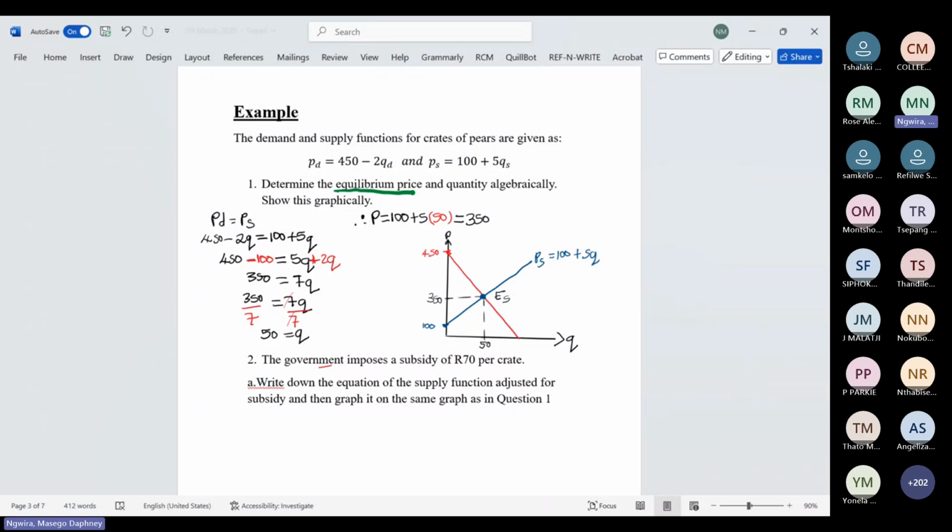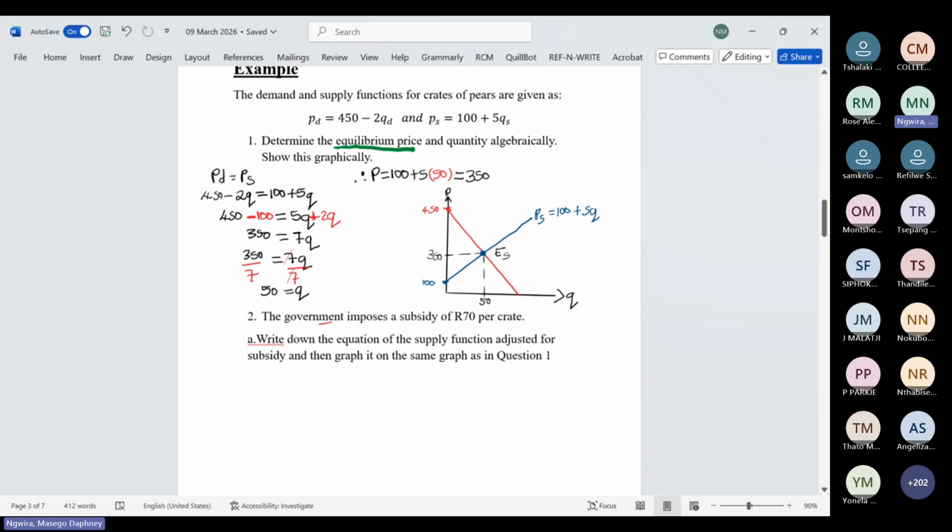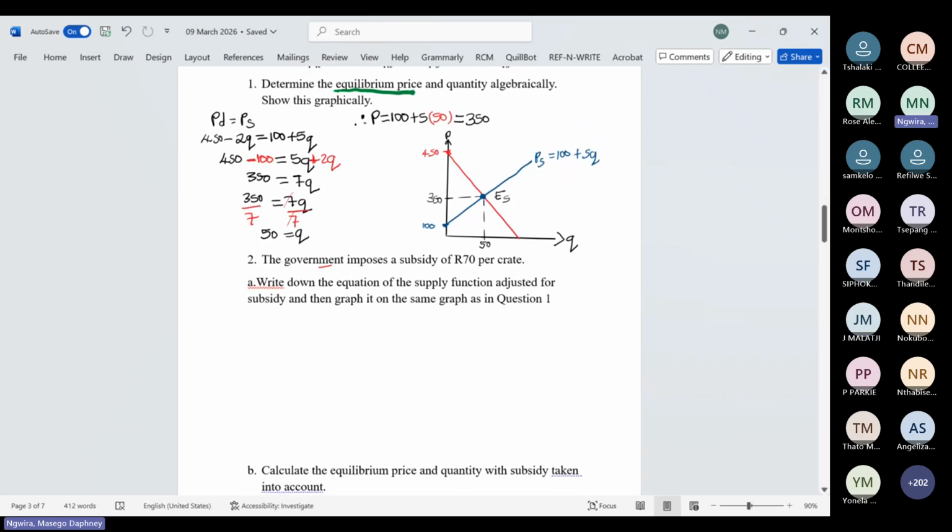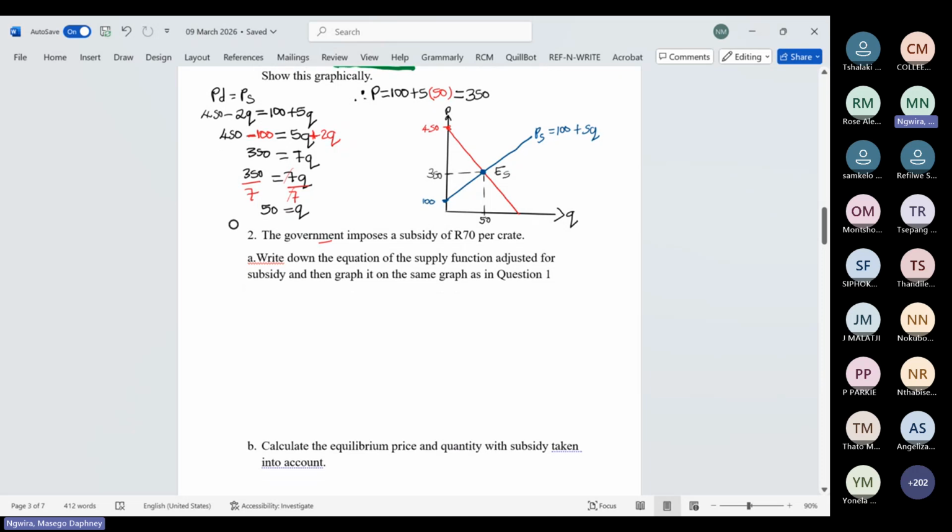All right, and then now we move on to number 2. I repeated the same questions. The government imposes a subsidy of 70 rand per crate. A, write down the equation of the supply function adjusted for subsidy, and then graph it on the same graph as question 1. So I'm doing the same thing again.